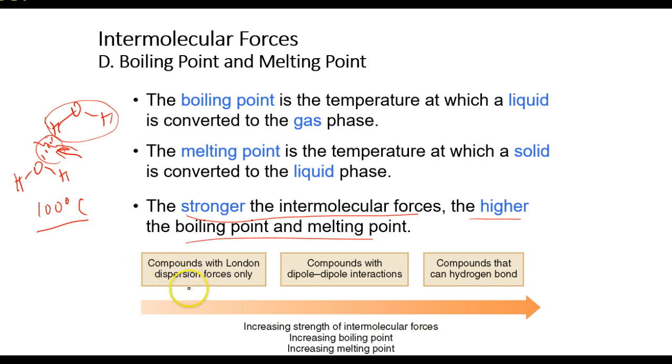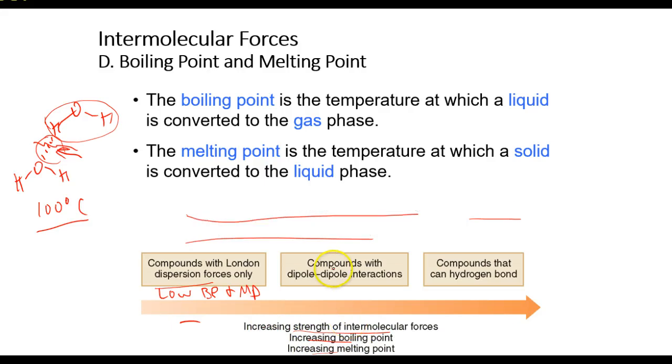Okay, so London dispersion forces, all right, very weak forces, have very low boiling points and melting points, like in the negatives. Dipole-dipole is higher than the London dispersion, and hydrogen bonding has the absolute highest. Okay, so the boiling point is the temperature at which a liquid is converted to a gas. The melting point is from solid to a liquid. The stronger the forces, the higher the boiling points. All right, increasing strength in intermolecular force, increasing boiling points and melting points.